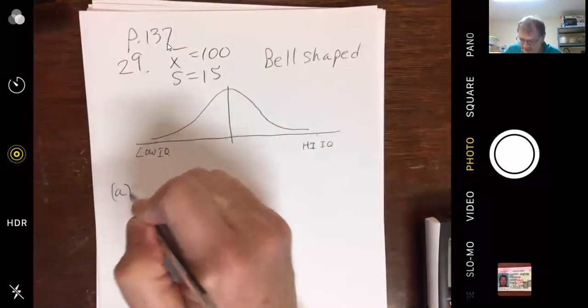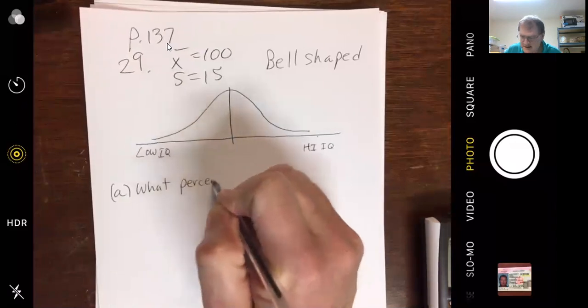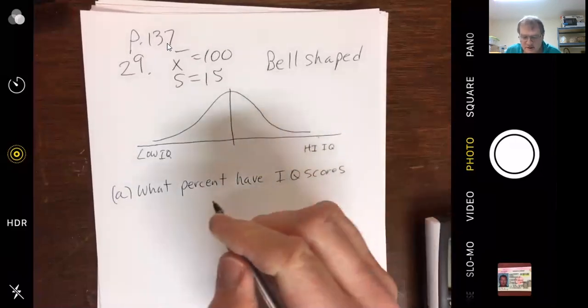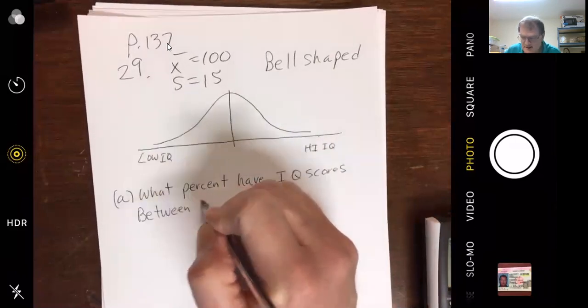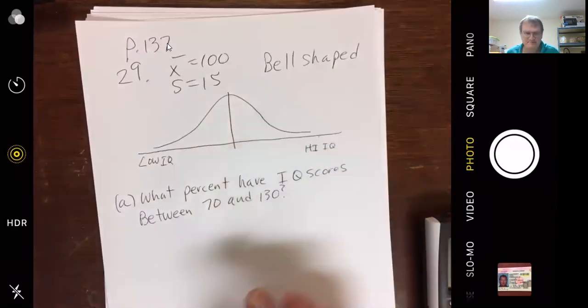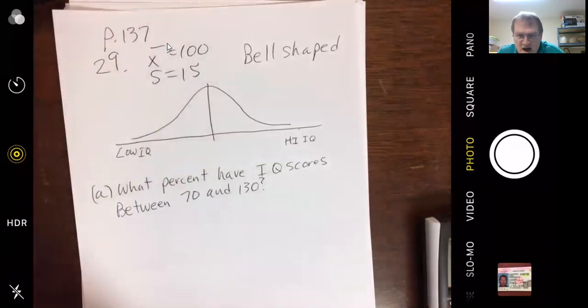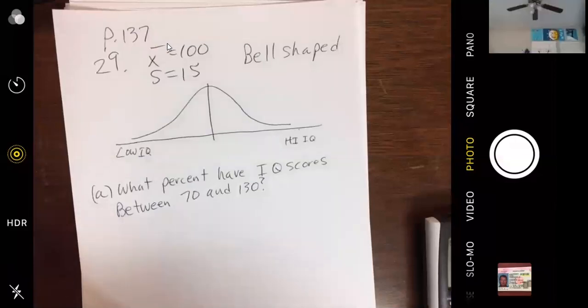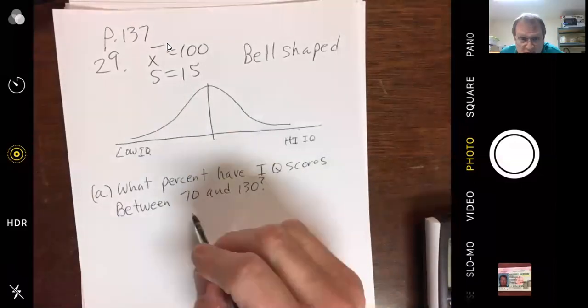Okay, so part A. What percent have IQ scores between 70 and 130? Now, is this an absolutely obvious question, or do you need my thrilling explanation? I think I understand how to do that. Thank you. Okay. Anybody else? Because I haven't worked the problem. So what can we assume is the low IQ? Is it 70? And then the high is 130? For this example, yes, what they've asked about.